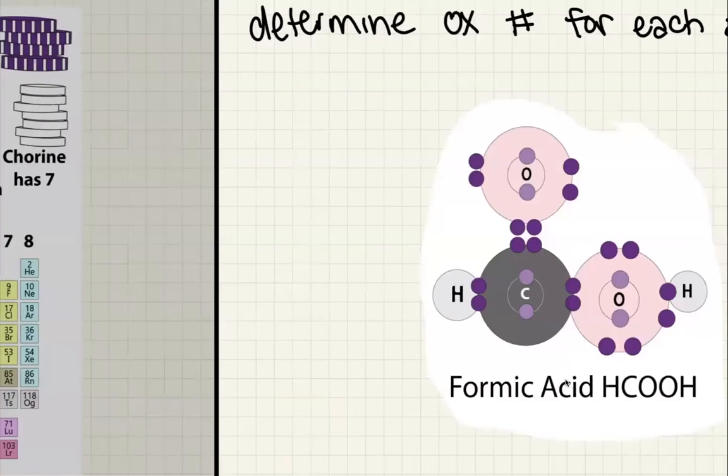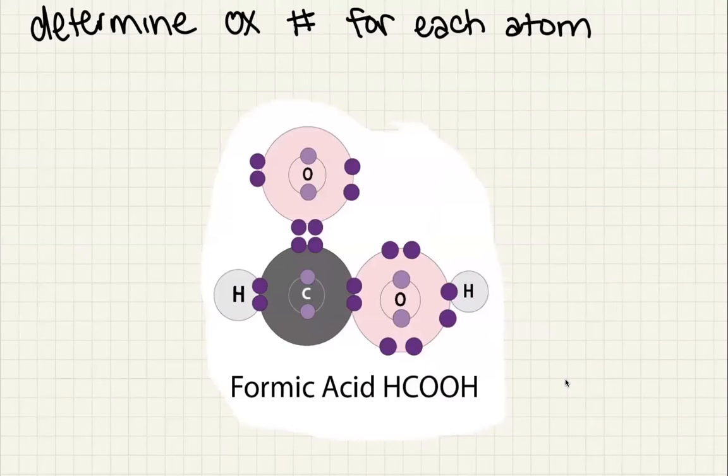So why don't you go ahead and pause the video and try this out for this molecule, formic acid. Draw lines showing how the electrons would get divvied up if this were to get broken up, and then determine the formal oxidation numbers for each of the atoms.